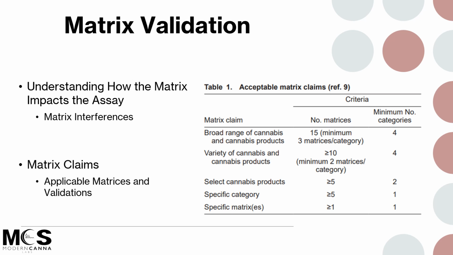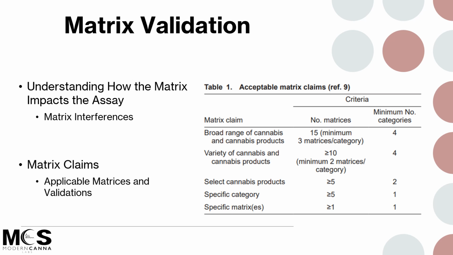How do you ensure that the assay is working properly when one was made with pectin and one was made with gelatin? Those are two different substances, therefore would those be two different matrices? And really this is where cannabis makes things a little difficult because new products are being created constantly, and there really is no way that a method developer could possibly validate their assay for every available matrix. And as a result, when developing methods, there are specific parameters for matrix claims and matrix validations.